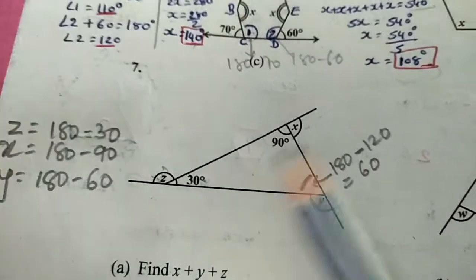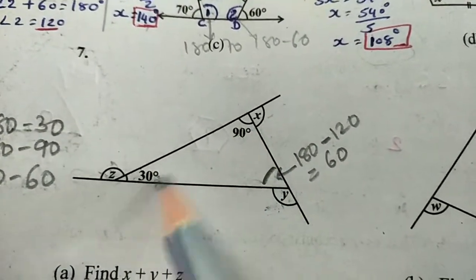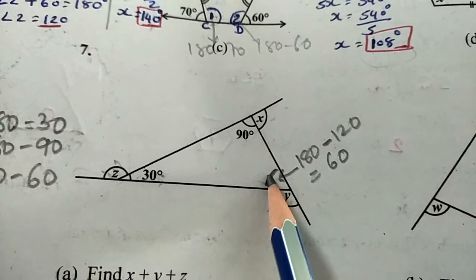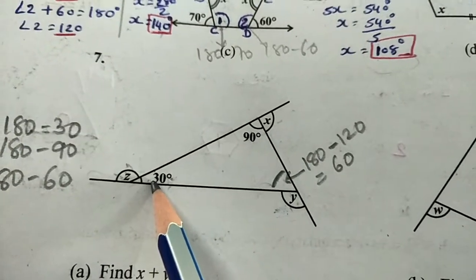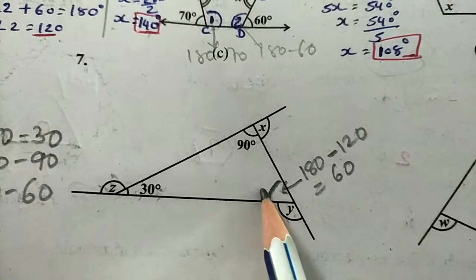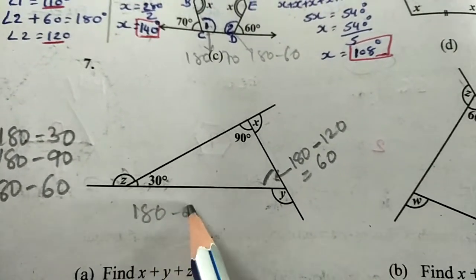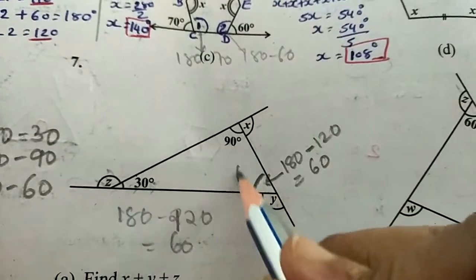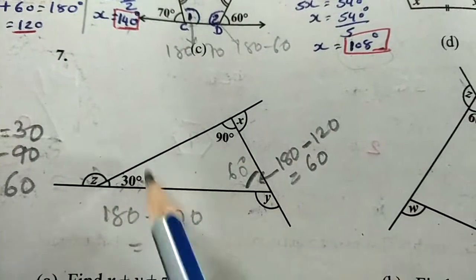Okay. Now in this figure again, you have 2 angles given to you. This is a triangle. So 90 plus 30 plus this angle is 180. So 90 plus 30 is 120. So 180 minus 120, what will you get here? You will get 60. So this is 60. Right? Because it's a triangle.